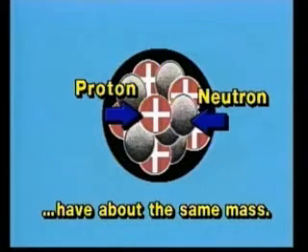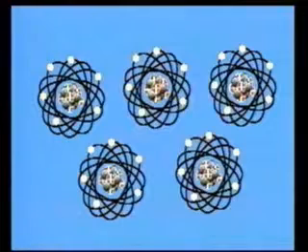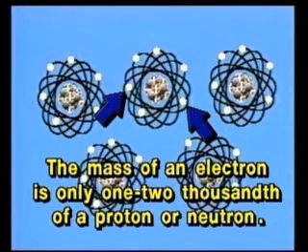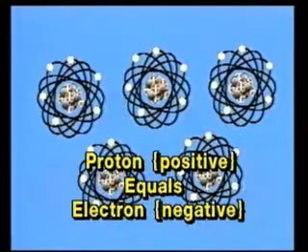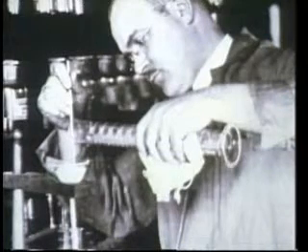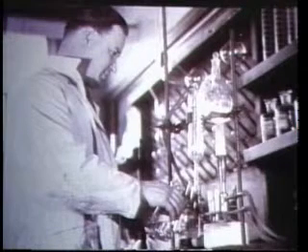A proton and neutron have about the same mass, both very small, but an electron is still far smaller. Scientists tell us that the mass of an electron is only 1/2000th of a proton or neutron. But chemists say that despite this difference in mass, the positive electrical charge of a proton is equal to the negative charge of an electron. In the early 20th century, scientists continued to forge ahead in their exploration of the micro-universe of matter.